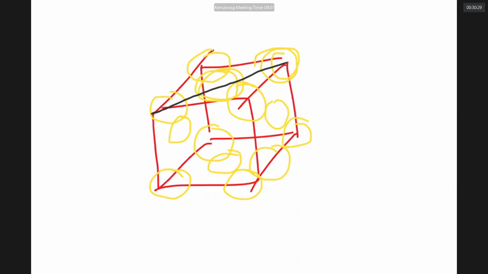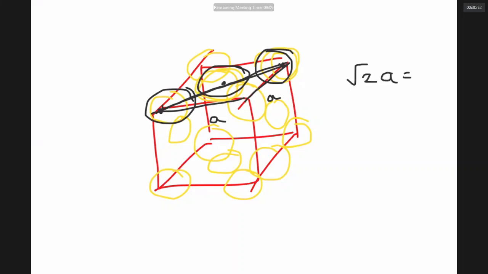Sir, this is a face-centered cube. This sphere is in the face center. These are in corners. They are touching each other. If I say it is A, it is also A because that is a cube. And this is, according to Pythagoras theorem, equal to root 2A. Root 2A is equal to 4R. Yes or no, sir?